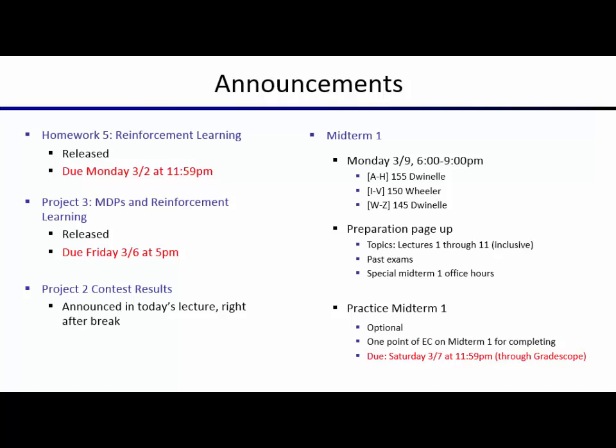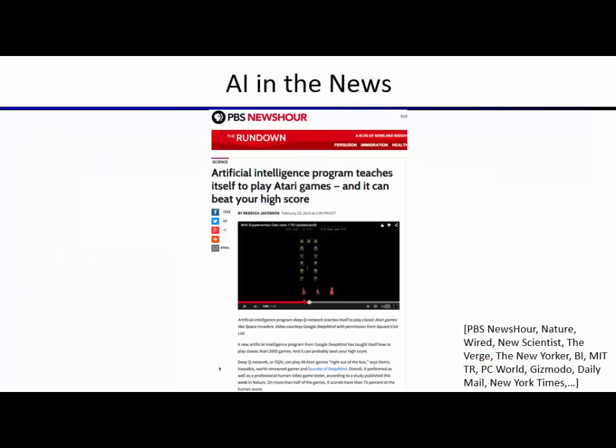All right, so let's look at some AI in the news. So some of you might have seen this yesterday. There was an article published in Nature that was covered by many news outlets about actually reinforcement learning. So what was this about? This is a company called DeepMind, located in London, acquired by Google about a year ago for $600 million. And what they built is a reinforcement learning agent that can learn to play Atari games.